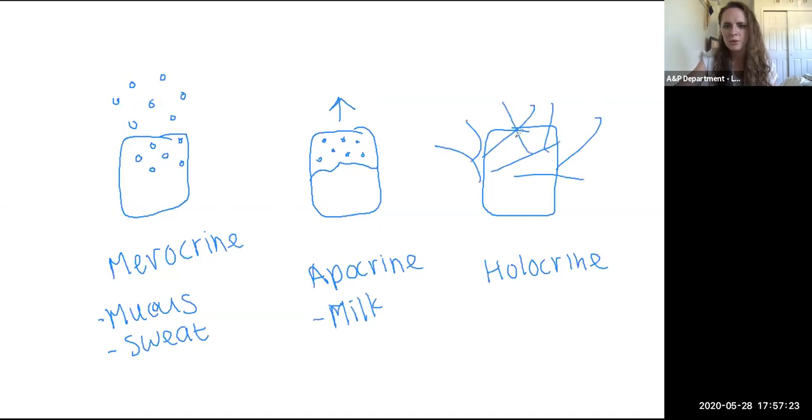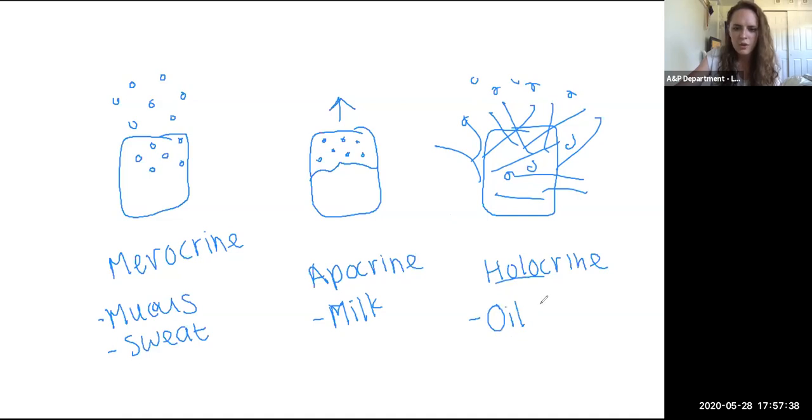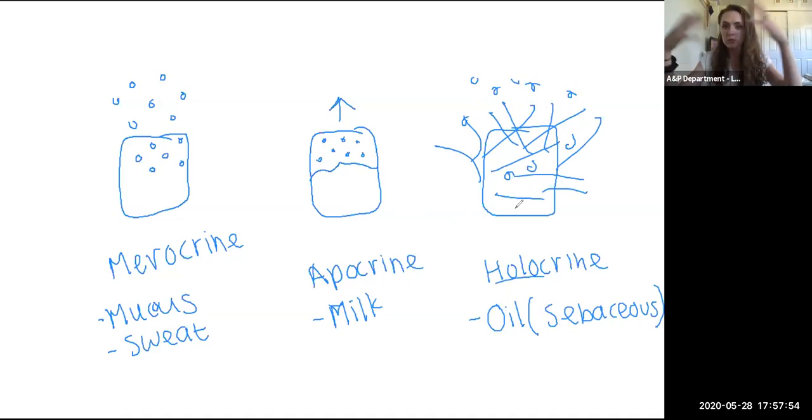Holocrine is when the whole cell just explodes. This is me drawing an exploding cell. The whole cell explodes and all the vesicles are released out into the open. This is going to be your oil glands. Another word for oil that you're going to need to know is sebaceous. So your holocrine glands are sebaceous or oil glands, where the entire cell explodes, releasing that oil either onto a hair or onto your skin surface.